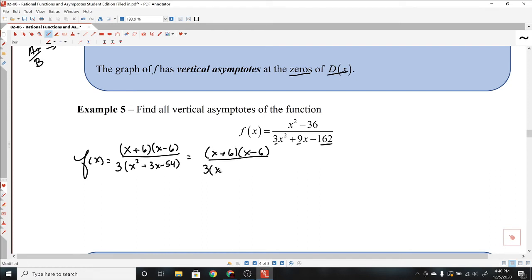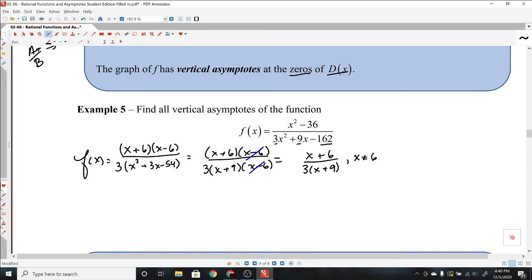This then factors into x plus 9 and x minus 6. So we see here we do have a common factor of x minus 6. So what we can do is cancel them, and say that this is going to equal x plus 6 over 3 times x plus 9. But we do have to add this little stipulation that, as long as x is not 6, this is true. Because this value, I can plug 6 into.